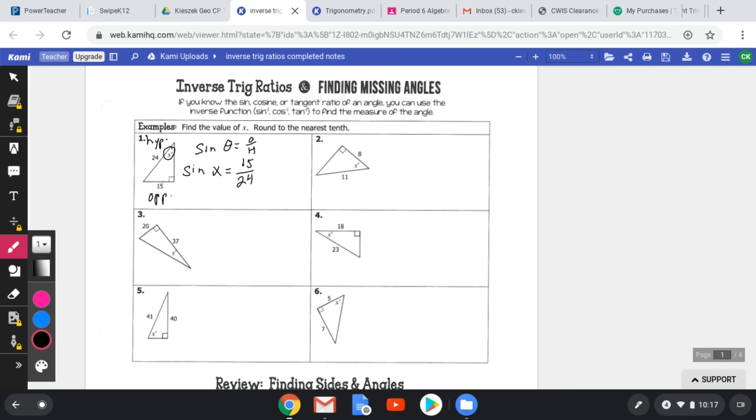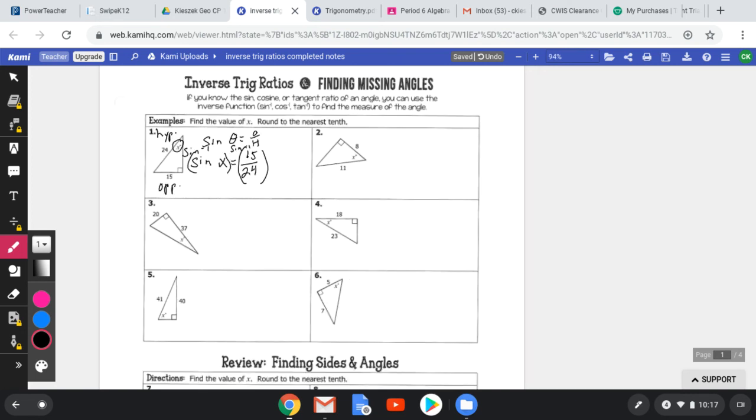You technically have to raise each side to the inverse of that trig function. So you're raising both sides to the inverse of sine, which is sine to the minus 1. And this is essentially what happens in the background. These two cancel out, and I'm left with just x. And then on the other side, I have inverse sine of 15 over 24. And that's all you can do there.